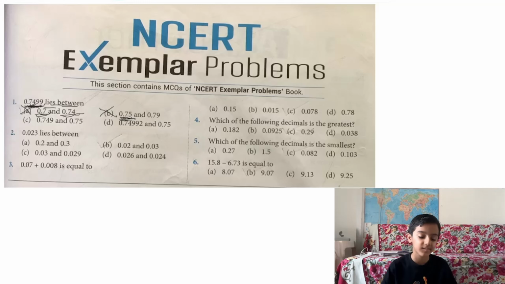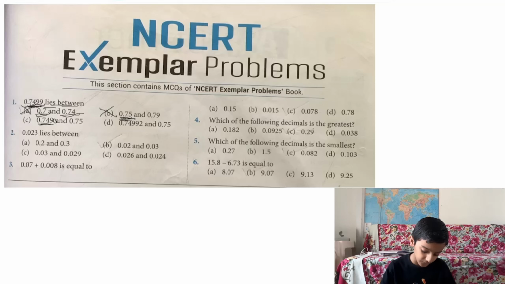Let's see option C. 0.749: it should be after 0.749. It is absolutely after 0.749. Look, the tenths are the same, hundredths are the same, thousandths are also the same. But the ten-thousandths part is different. Here the ten-thousandths part is 0 and here it is 9. So absolutely 0.7499 is greater, so it is after this.